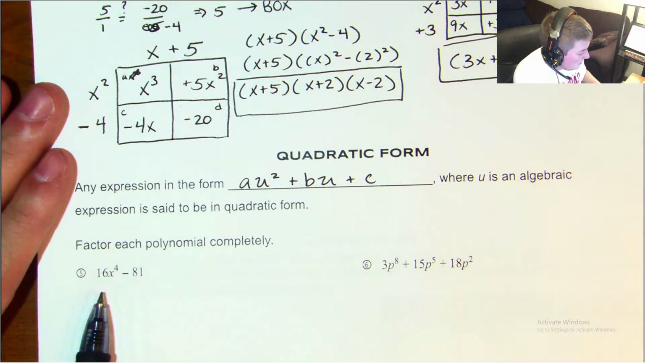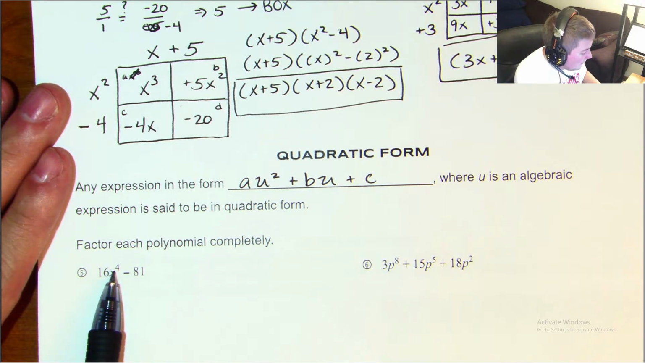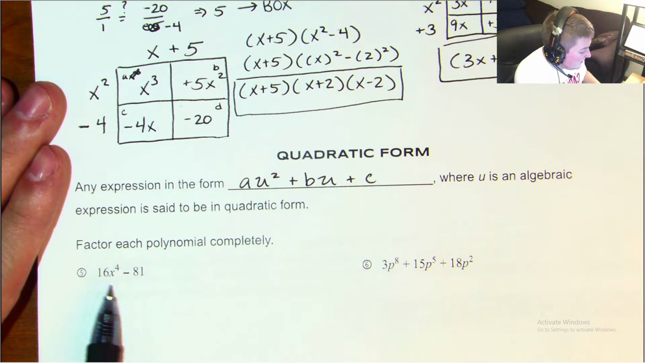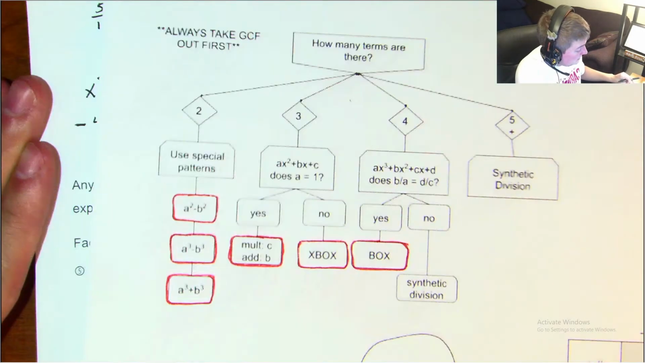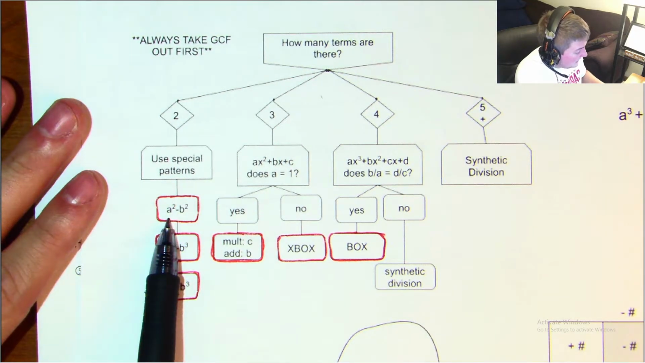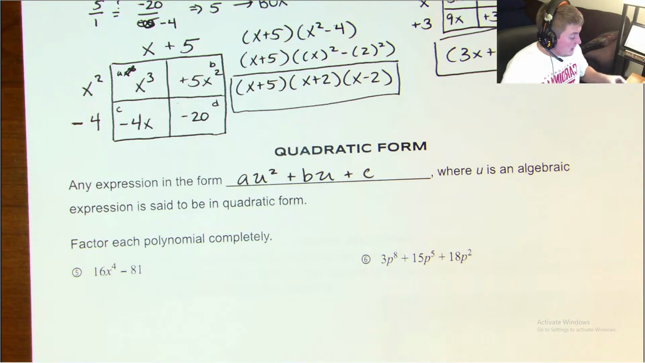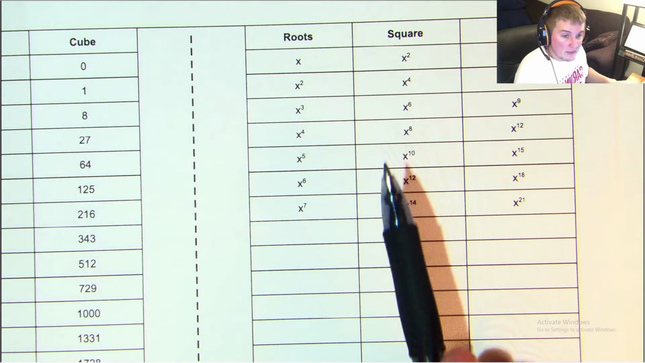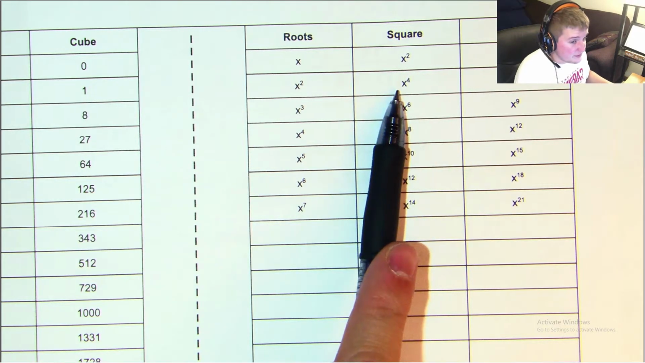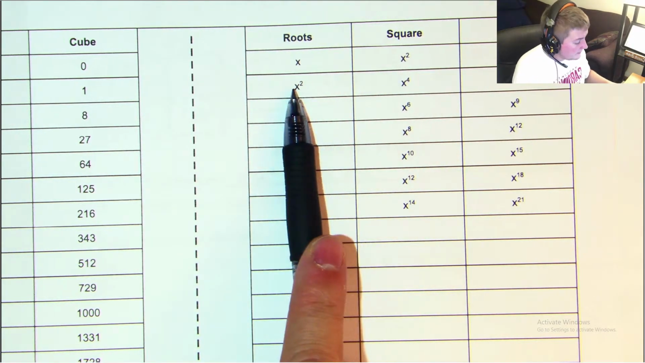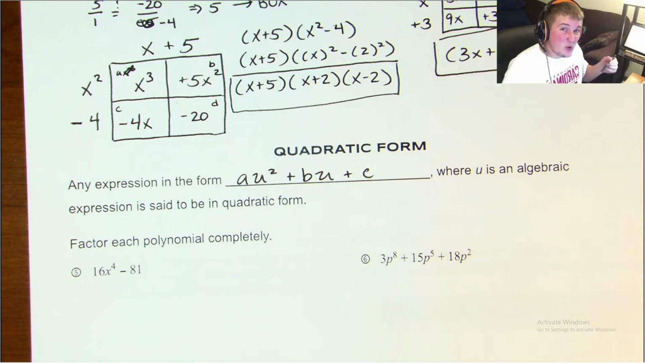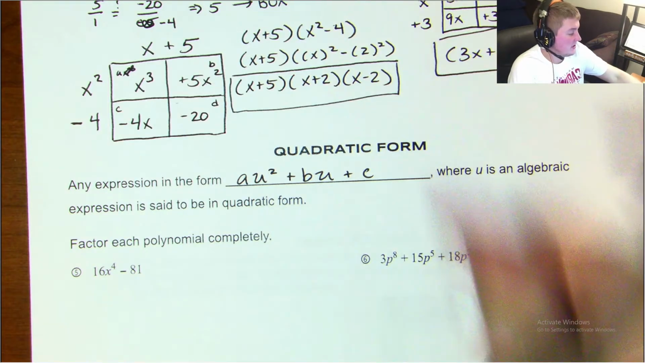So if we look at this here, 16x to the fourth minus 81, I'm looking at this and saying, okay, it could be a special pattern because 16 and 81 are perfect squares. Let's check if x to the fourth is a perfect square. So I'm going to get my cheat sheet out, and x to the fourth is a perfect square, and its root is x squared. So what does that mean? That means that this is in quadratic form. It means it can be factored like a quadratic equation, but it's not a quadratic equation. It can just be treated as such.